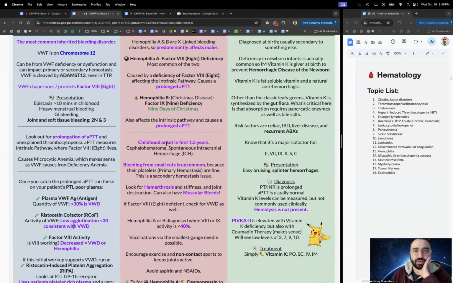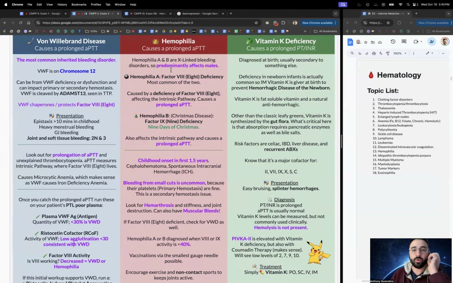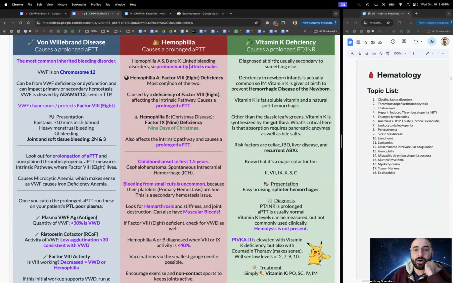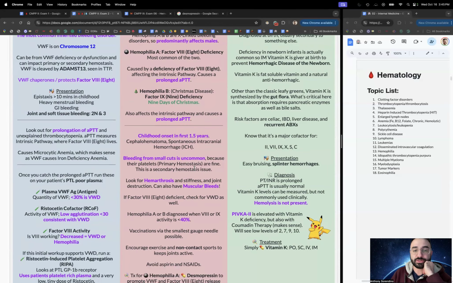So with hemophilia, this is predominantly male only, so it's going to be a male in the vignette. You have to know hemophilia A is a factor 8 deficiency. To go to hemophilia B, just add on one more, and that's going to be factor 9 deficiency, also known as Christmas disease.